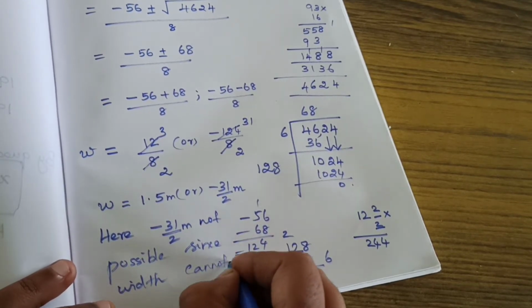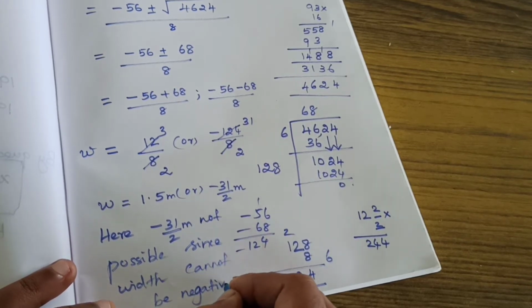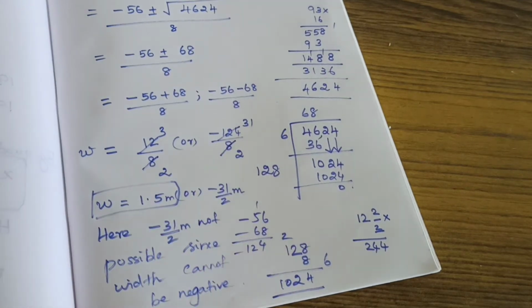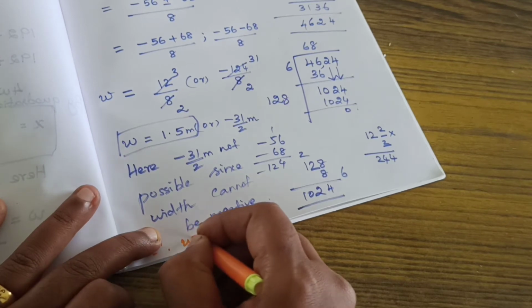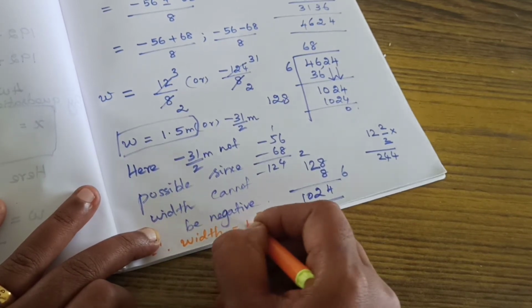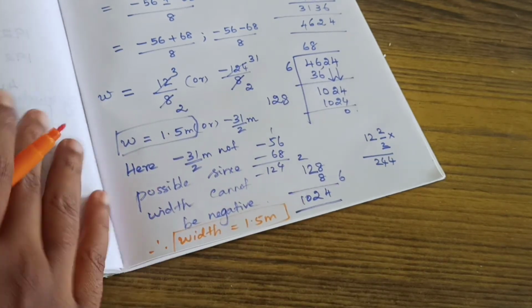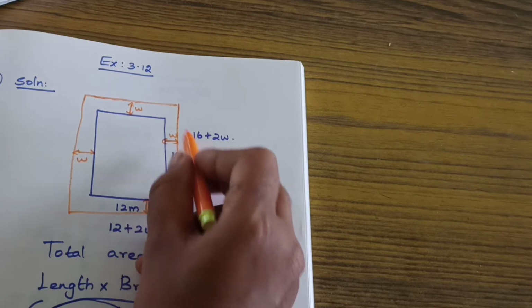Width cannot be negative. So what is the final answer? W is equal to 1.5 meter. So the final answer is therefore width is equal to 1.5 meter. Width means width of the pathway. The pathway's width, this width. This W, no, this is 1.5 meter.